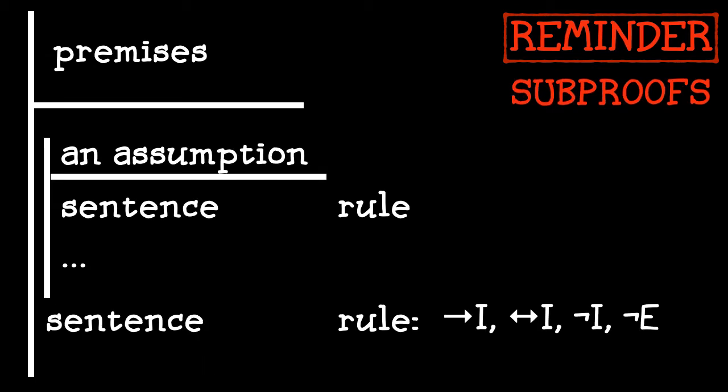We can also start a subproof, which is a proof within the proof. The subproof gets one sentence as an assumption, and everything else in the subproof has to be justified by a rule. After we end the subproof, we can apply one of these rules: conditional introduction, biconditional introduction, negation introduction, or negation elimination. The point is, the only thing we can do with a subproof is apply one of these specific rules, because these rules make use of a subproof. But once we've closed the subproof, we can't do anything with the lines inside it anymore.